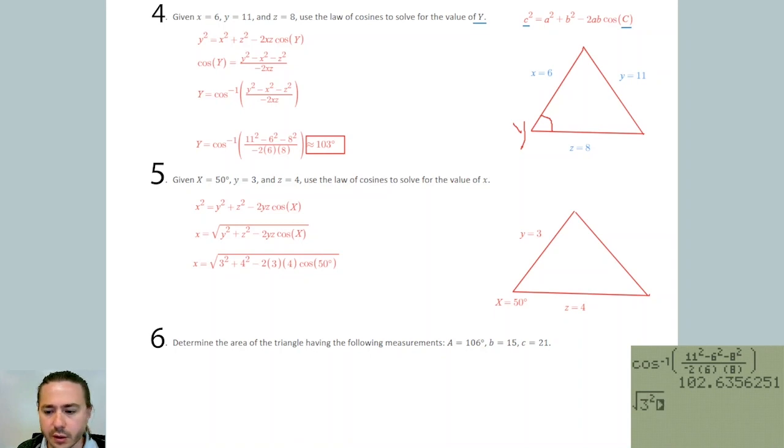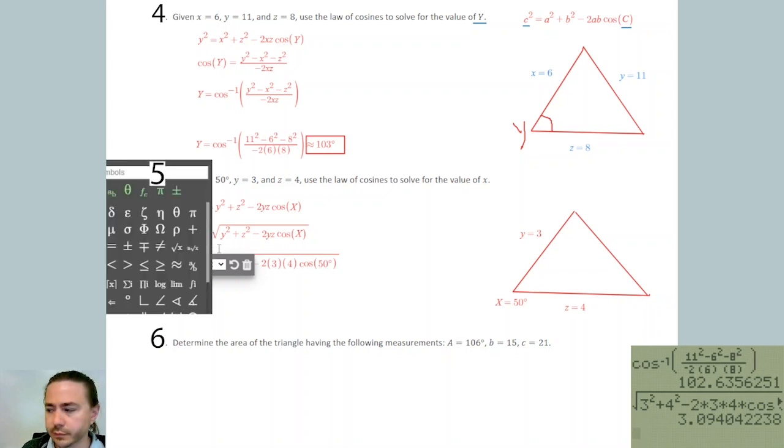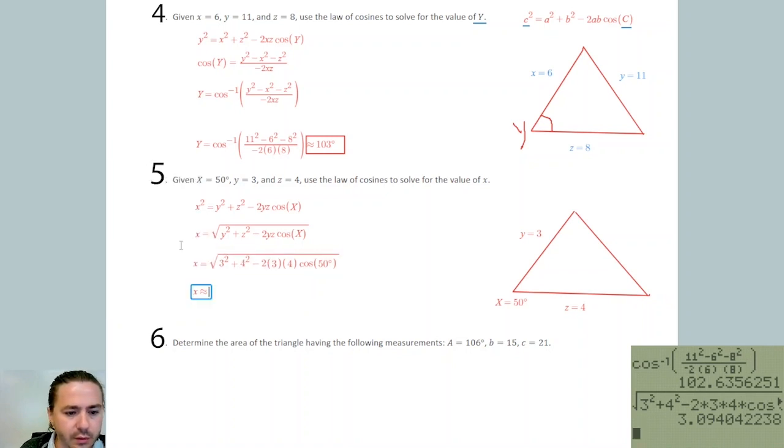3 squared plus 4 squared minus 2 times 3 times 4 times the cosine of 50 degrees. I think I'm still in degrees here. Let me double check. Yep. All right, so there we go. There's side x. It should be about 3.094.